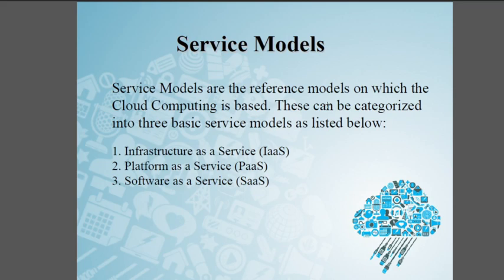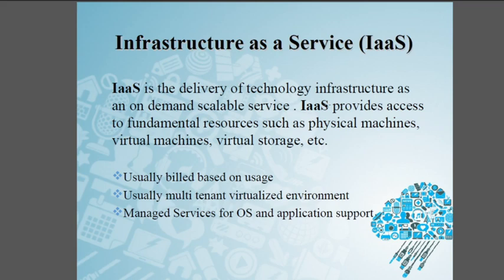Like infrastructure as a service, platform as a service, software as a service. The short forms of these are IaaS, PaaS, SaaS, right? So these are the platform or service models that are used for cloud computing. So IaaS is infrastructure as a service. As the name suggests, it's the delivery of technology infrastructure as on-demand scalable services, right? So IaaS provides access to fundamental resources such as physical machines, virtual storage, etc., right?